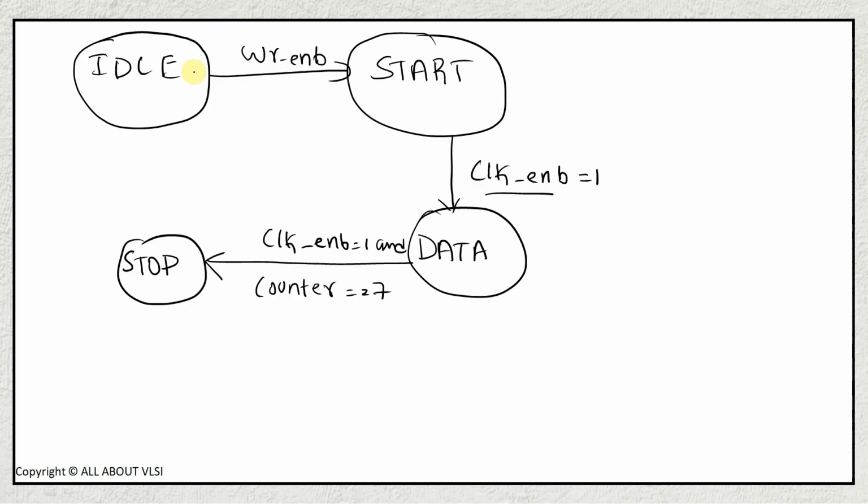From the stop state to the idle state, again we wait for the clock enable signal. Whenever our clock enable signal becomes 1, we go from the stop state to the idle state. So this is what we are going to do in our transmitter module. It is a simple FSM that we are going to follow. Now let's see the coding part of this.